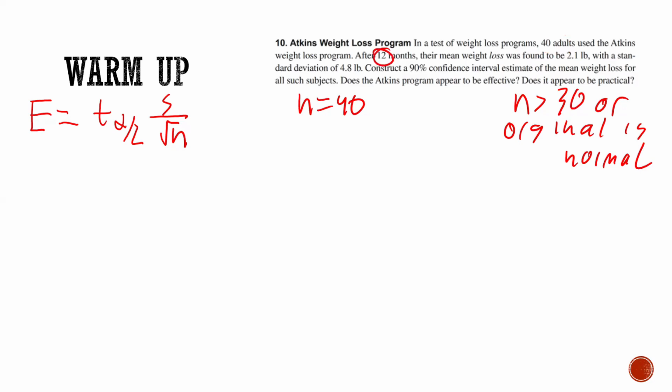This 12, is that an important number? No. Okay, now their mean weight loss, 2.1. What is that? Yes, so what kind of mean? It's the sample mean. If we had the population mean, we wouldn't need a 90% confidence interval. And what's this 4.8 equal to? And what kind of standard deviation? It is the sample standard deviation.